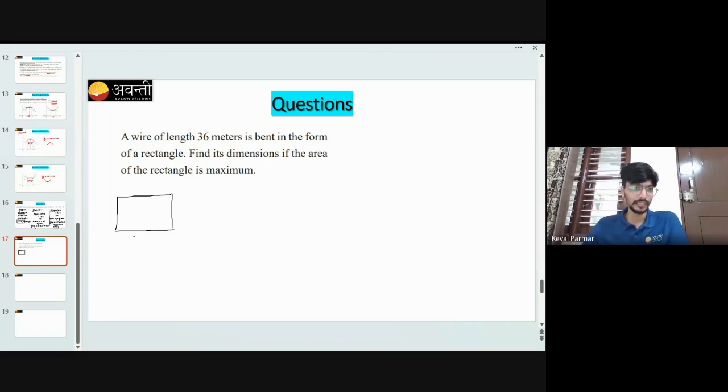So let's first define the dimensions. Let the length be x and the breadth be y. So what will be the area? Area will be x into y. Equation number 1. So we have to maximize this area. And if you remember how we get maxima and minima, we need to differentiate the function. Now, looking at A equals xy, we cannot differentiate because it is a function of two variables, the length and the breadth.